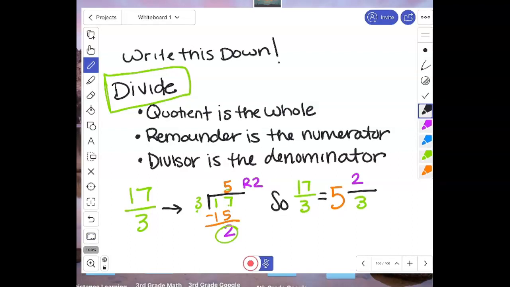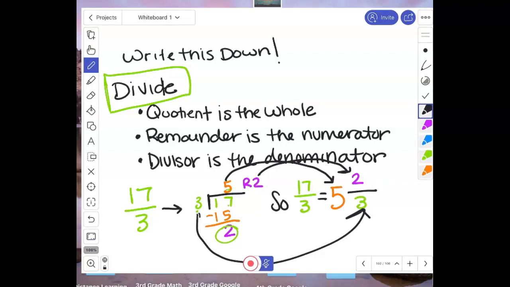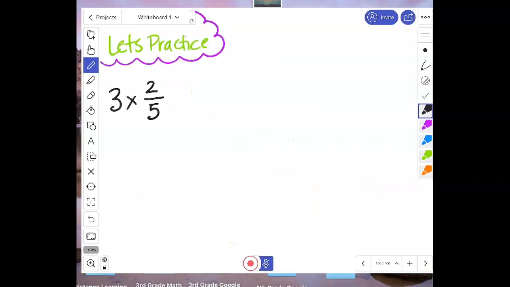So here's where these numbers come from. Look. 5 becomes the whole number. 2 becomes the numerator, and I have the same denominator, so it's 3. Everything that I got as part of my answer goes into my mixed number. My quotient becomes my whole number, my remainder becomes my numerator. Okay, let's practice some. Okay, so let's multiply and then we'll convert.